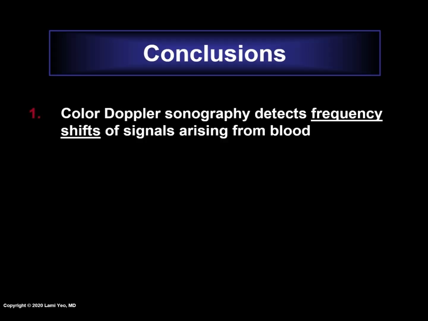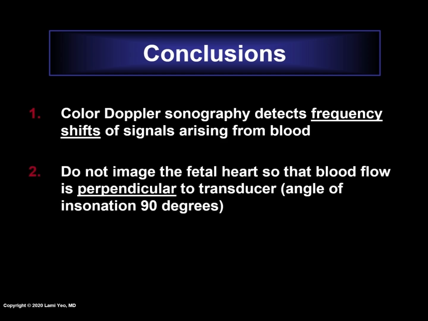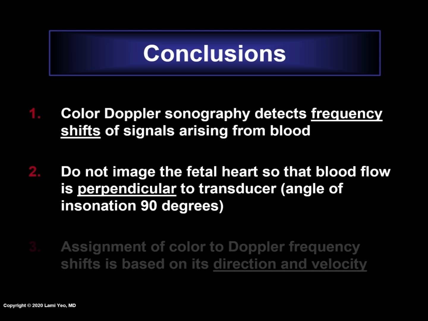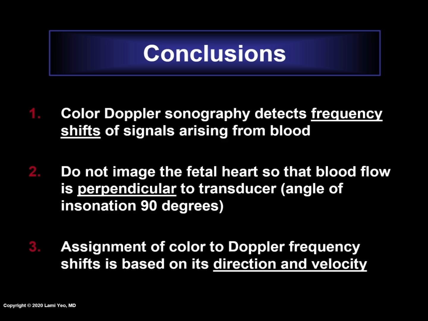In conclusion, color Doppler sonography detects the frequency shifts of signals arising from blood. When performing color Doppler sonography, do not image the fetal heart so that blood flow is perpendicular to the transducer with an angle of insonation of 90 degrees. No color flow will be detected or displayed by the ultrasound machine. The assignment of color to Doppler frequency shifts is based on its direction and velocity.